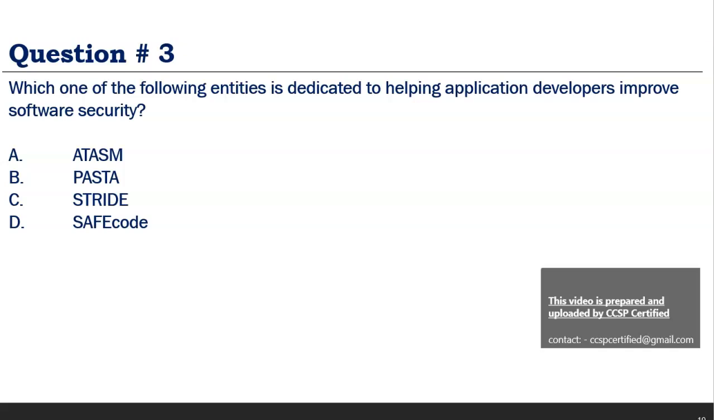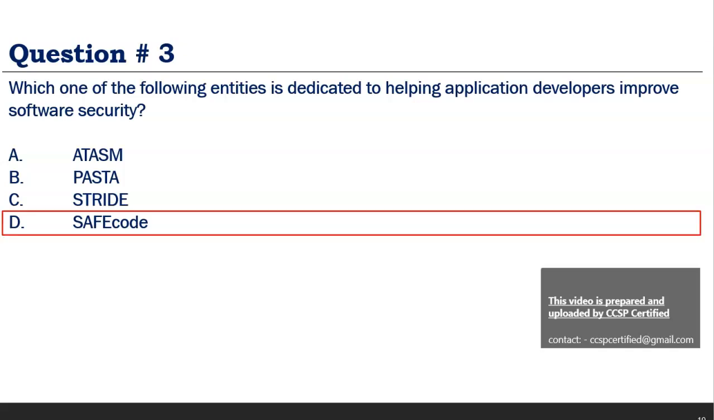Next one: which of the following entities is dedicated to helping application developers improve software security? We have seen that threat modeling is used to identify the threats, and definitely it also helps software security, but this is not the dedicated tool designed for this.